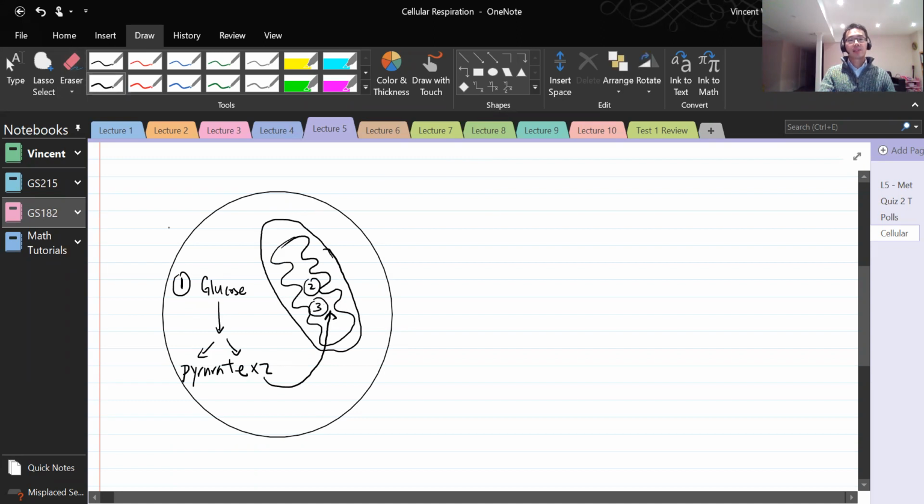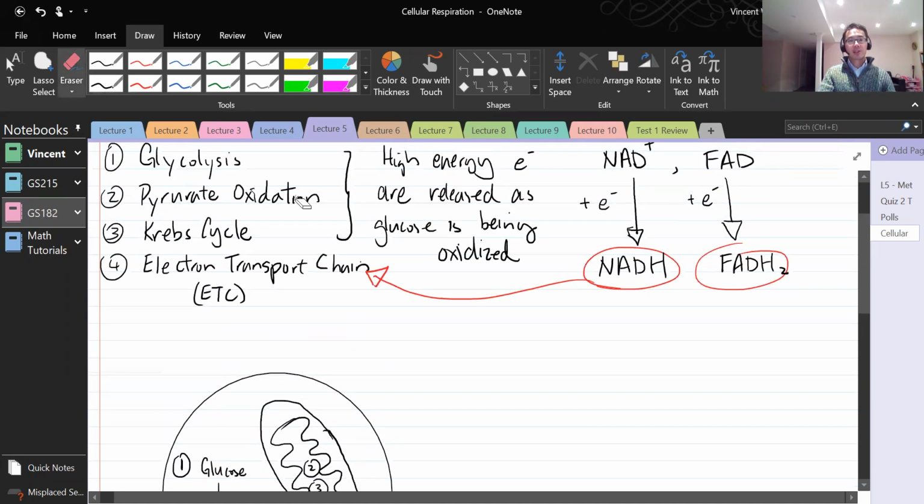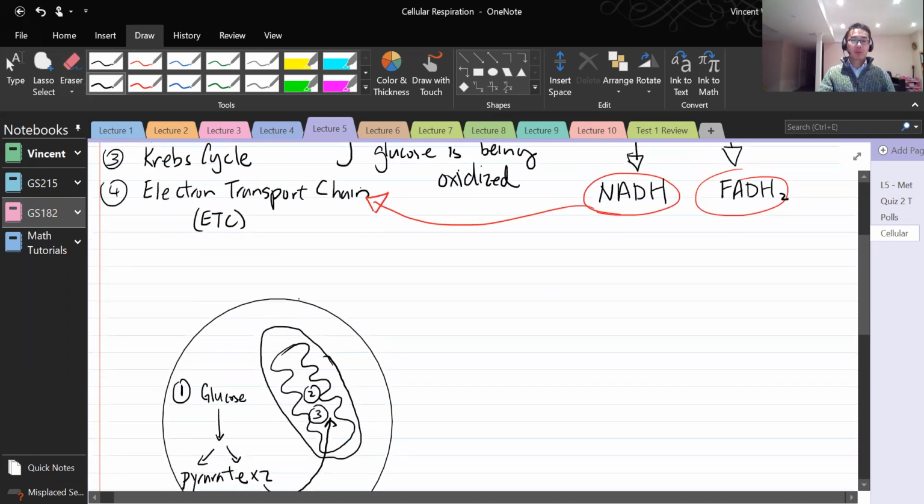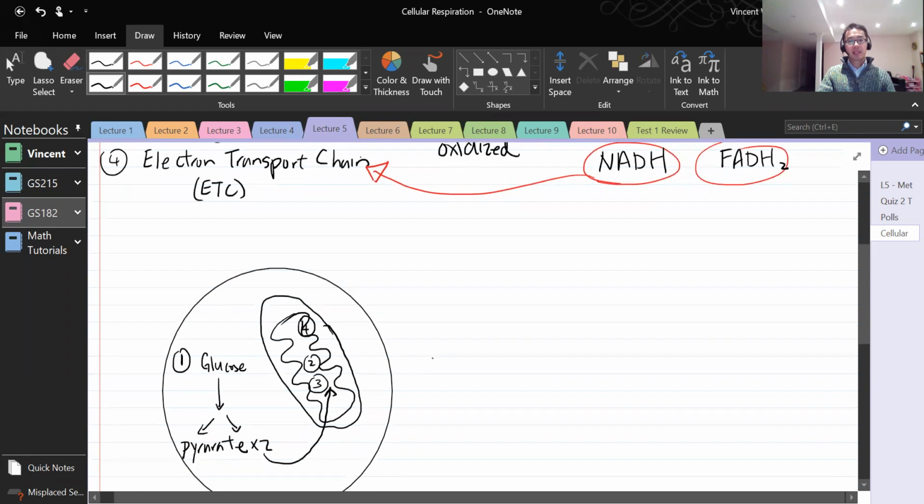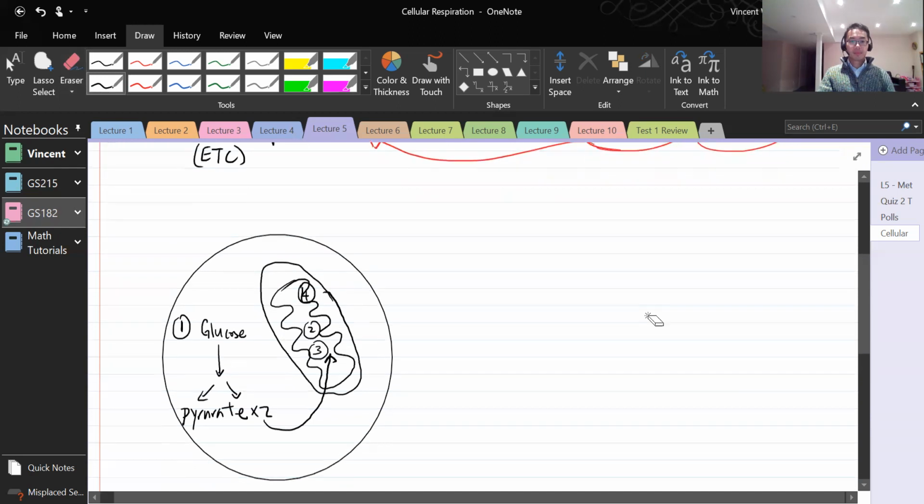Number 2 is pyruvate oxidation. You're going to strip more electrons from it. And number 3 is Krebs cycle. Both 2 and 3 happen in the matrix. And number 4, the ETC, is going to happen in the cristae. And the cristae is the foldings of the inner mitochondrial membrane.